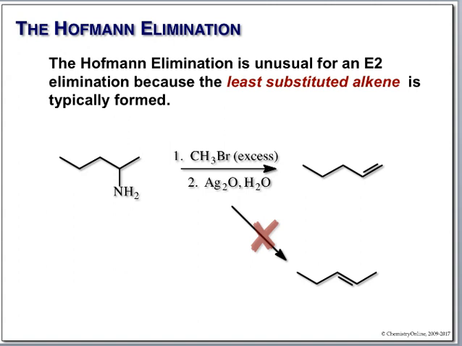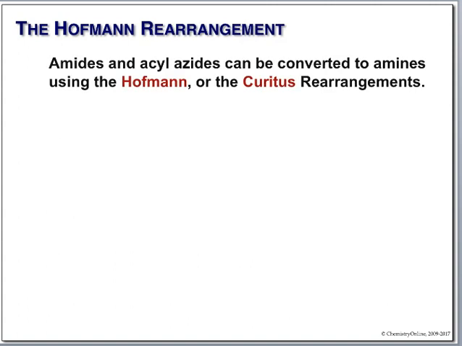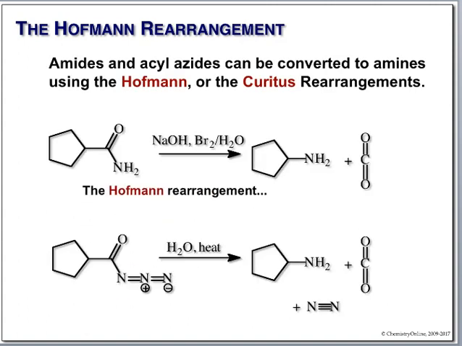Well, Hofmann didn't just do this, he did other things. One of the things that he did was to look at a rearrangement. Strange thing. Hofmann found that if you took a simple amide, you treated it with base and bromine in water, that by George, you would lose the carbonyl as CO2 and you wound up with the primary amine.